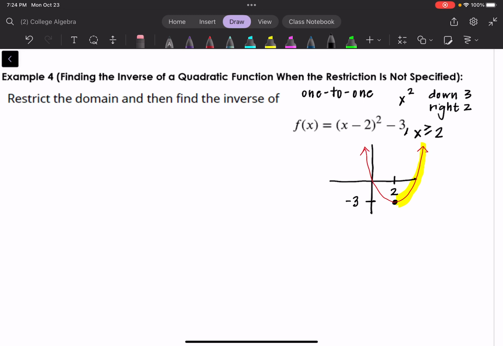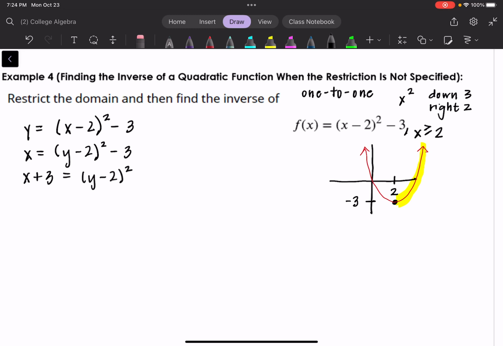So the next step is to find the inverse. And so we'll rewrite f of x as y. And then we'll actually find the inverse. We'll swap the x's and y's, and then we'll solve for y. So this will be x plus 3 equals y minus 2 squared. We'll take the square root of both sides, giving us a positive and negative square root of x plus 3 equals y minus 2. And so then we'll be able to finish this up by adding 2 to both sides.